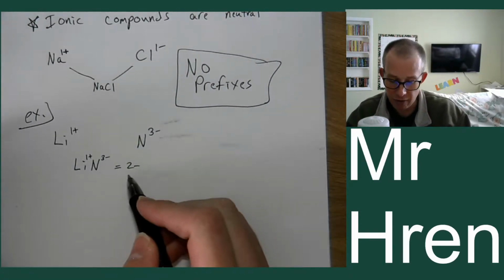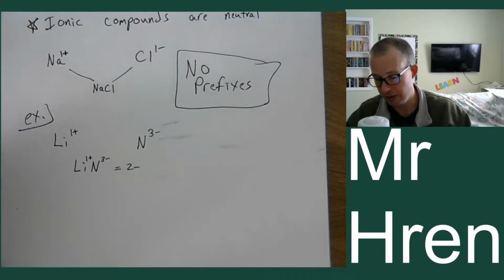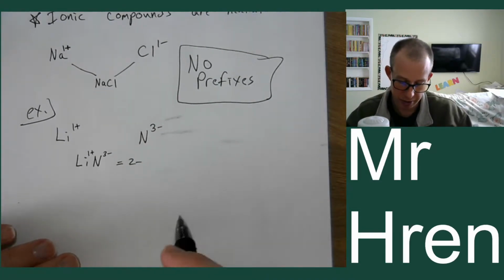I put the negative after the 2. That's just how you write ions. You've got to get used to it. It's weird, I know. But that's just the way it works.